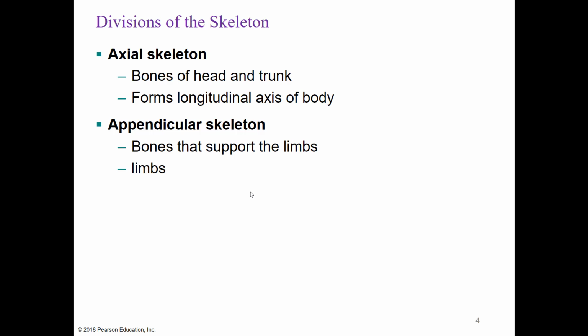So the axial skeleton is made up of the bones of the head and your trunk and forms the longitudinal axis of your body. So I like to think of it as your core or your axis, which makes sense that its name is axial. The appendicular skeleton, which we will talk about in Chapter 8, the one coming right after this one, is going to include the bones that support the limbs and then the limbs themselves. So that's what would hang off of the axial skeleton.